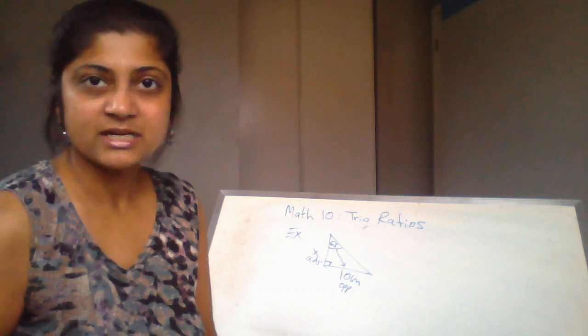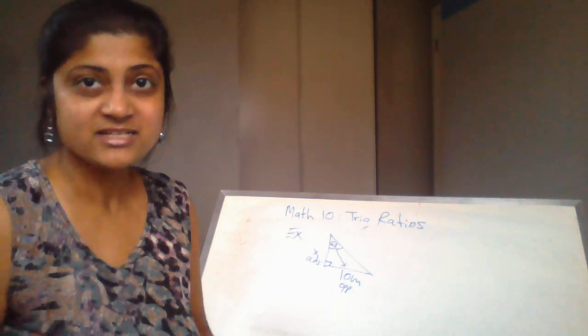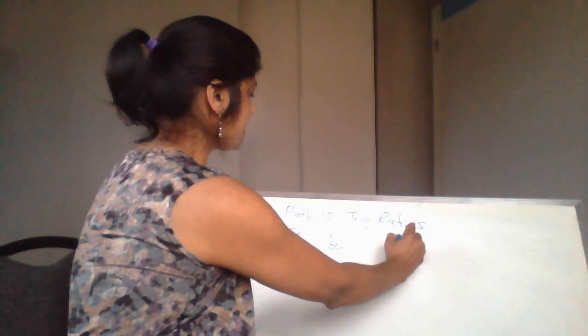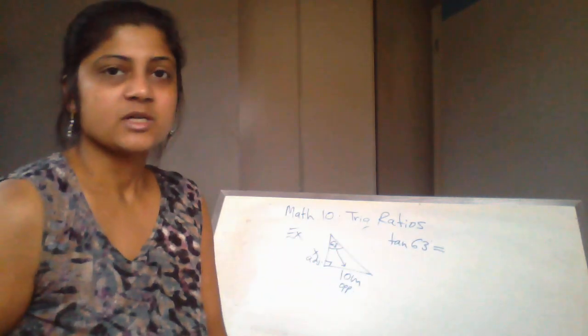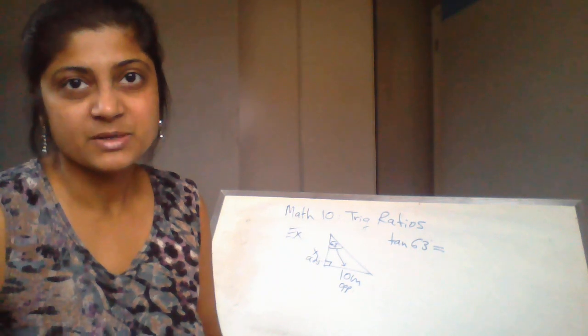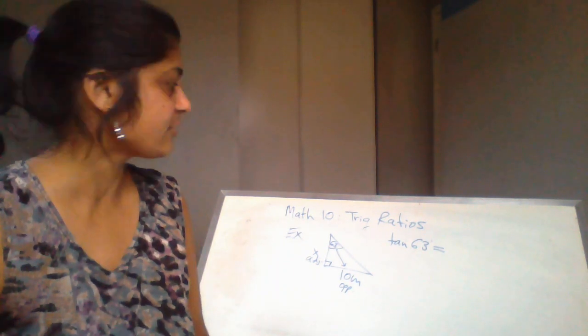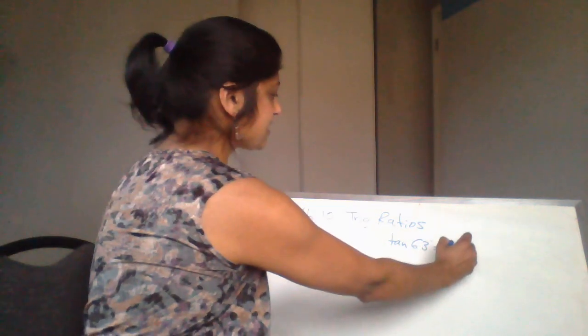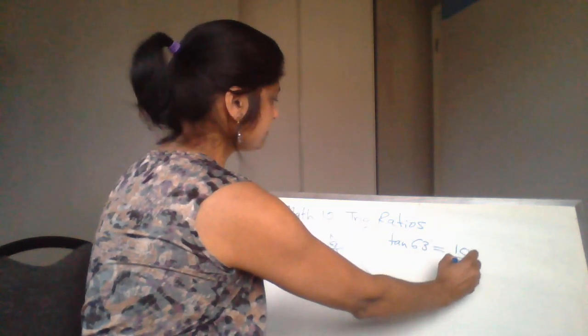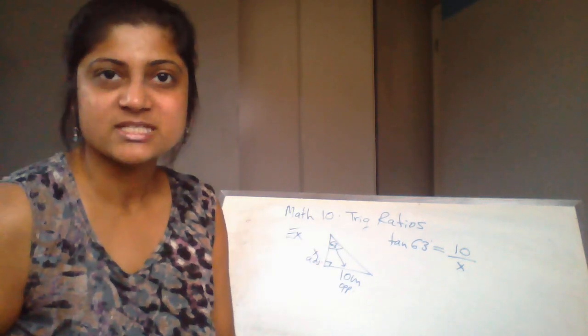Alright, I'm going to write out the tangent ratio so I can solve for x. So again, I'm going to do tan of the degrees, so tan 63 degrees. I have to make sure I remember the actual ratios. Remember, tangent is opposite over adjacent. The opposite side is 10 meters over the adjacent side, which is x, okay?